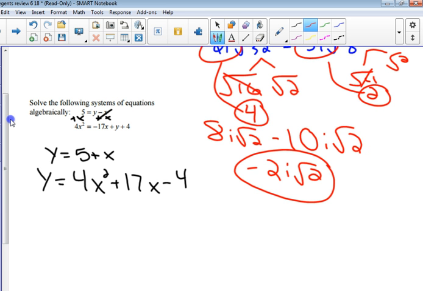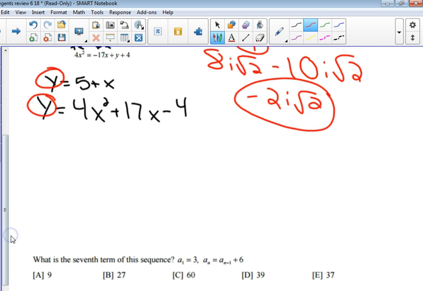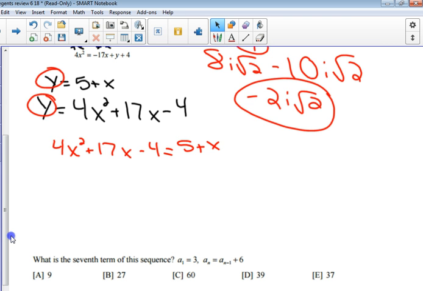Now, what about if the y was squared? Could we do this? No, that was when we had to do substitution. So this one's nice. We have both of them equal to y, so what do we do with them? Set them equal to each other. Awesome, good. Okay, so 4x squared plus 17x minus 4 equals 5 plus x. This could be like a 6-pointer. This, I think, actually was a 6-pointer.